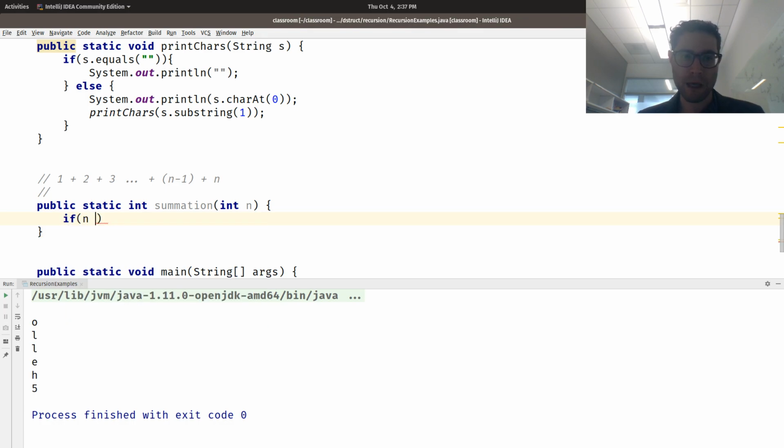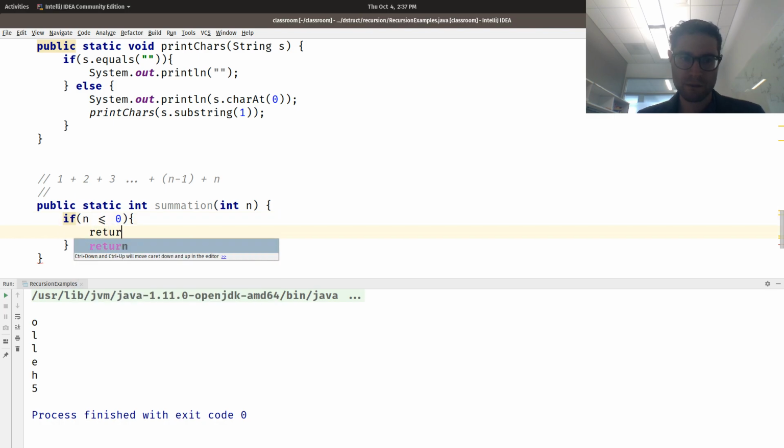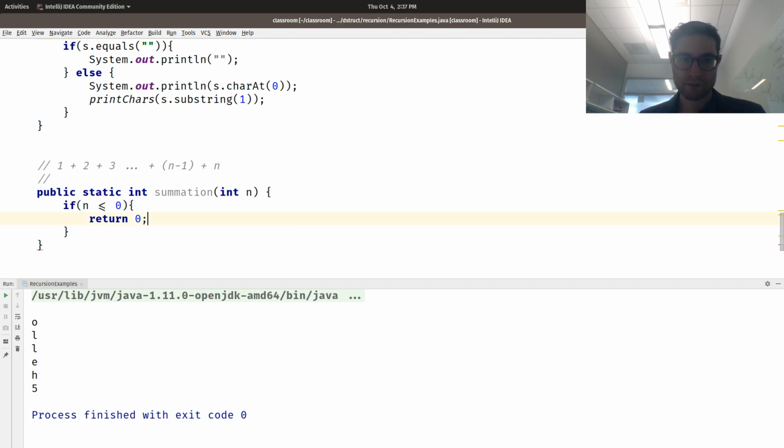If n is equal to 0, and you should try this after I give you the base case. If n is equal to 0, and I'll go ahead and say less than or equal to 0, return 0, right? Otherwise, what are we going to do? What is the recursive case here? So I want you to take a moment and figure out what the recursive case is, right?